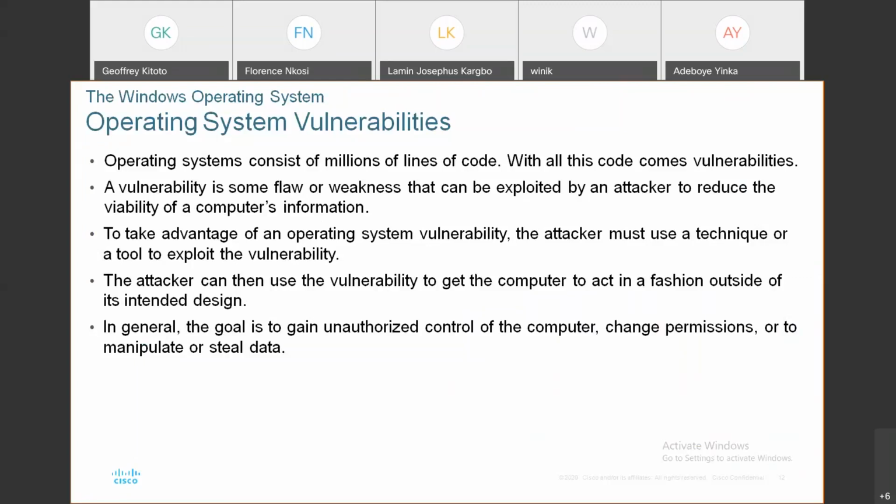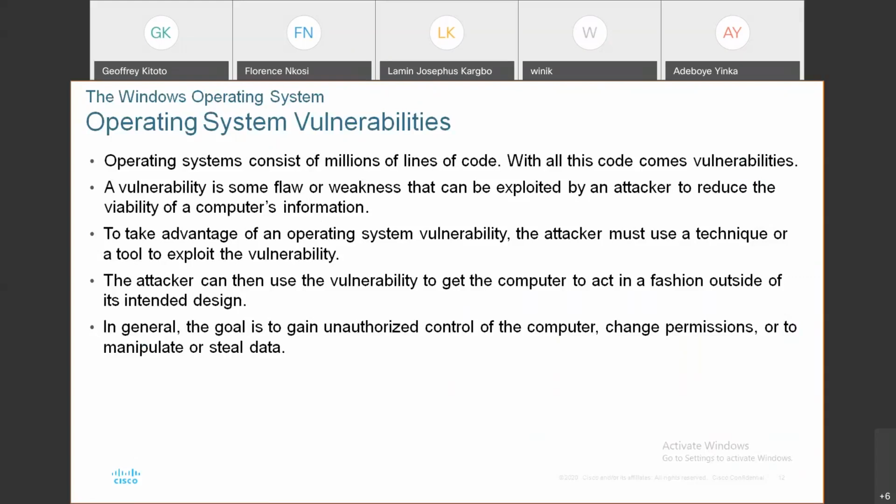An operating system consists of millions of lines of code. With all this code come vulnerabilities. A vulnerability is some flaw or weakness that can be exploited by an attacker to reduce the viability of a computer's information. So you are aware of that. We're talking about the security of your network, and not just your network, but right from the software that you have. You start from that point. Anything that can create a loophole for hackers, you start from scratch to see what can be penetrated here by the hacker.